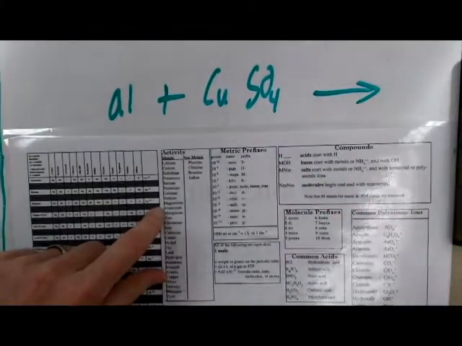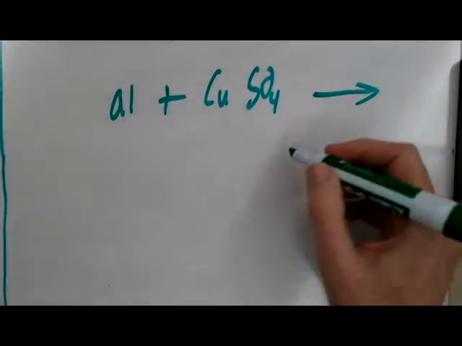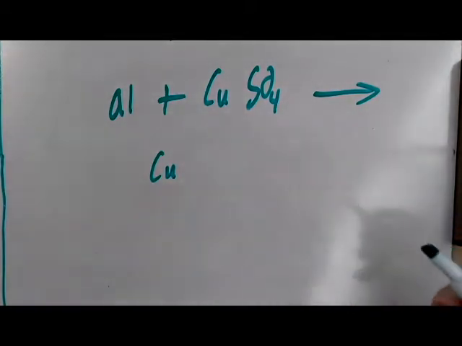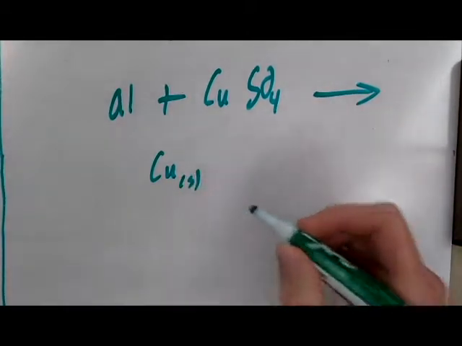Let's see where copper is. Copper is clear down here. So aluminum is indeed going to replace it. It's a more reactive metal. So we will look here and see how that works out. So the copper is going to be a loner now. So we'll write copper by itself, and it would be a solid at this point if we were keeping track of that.